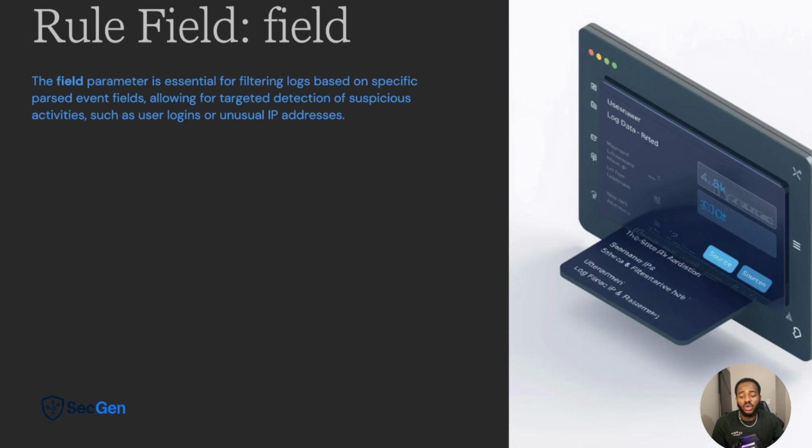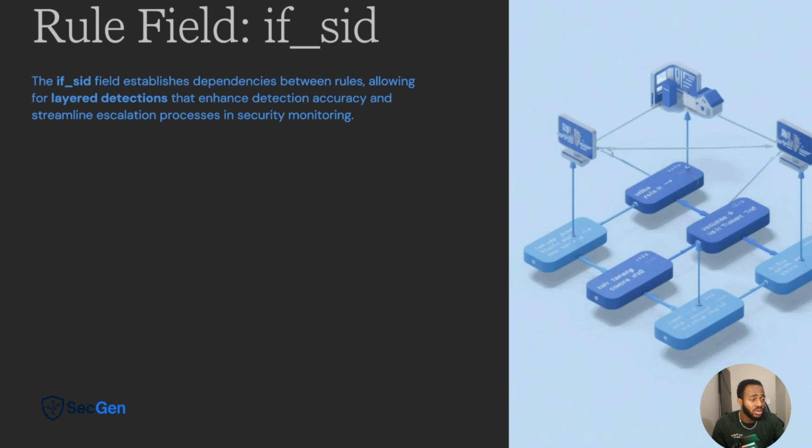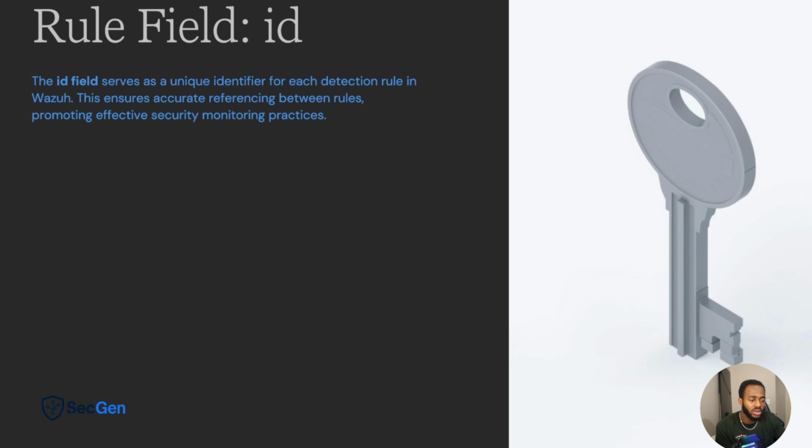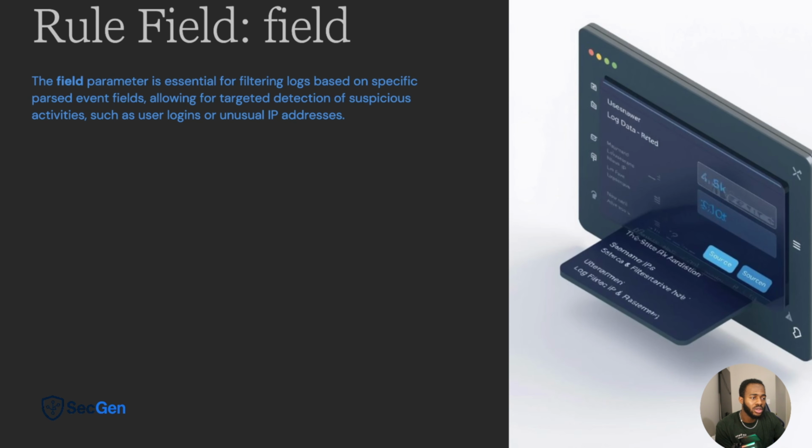Next, we are going to go into the field. The field filters the event. So instead of alerting on every failed login, we only alert when a sensitive account is targeted. This reduces the noise. Let's go some slides back to understand what this means. We can see here field name equals win.eventdata.targetUserName. So this is the username we are targeting for the alerts, and the username that we're targeting here is Administrator. So this makes a little bit more sense on what we are doing here.